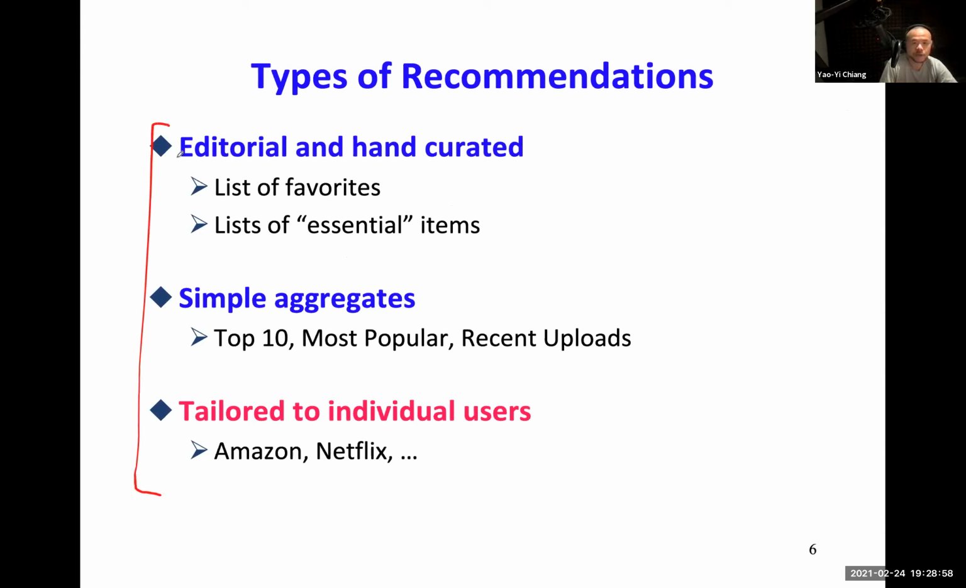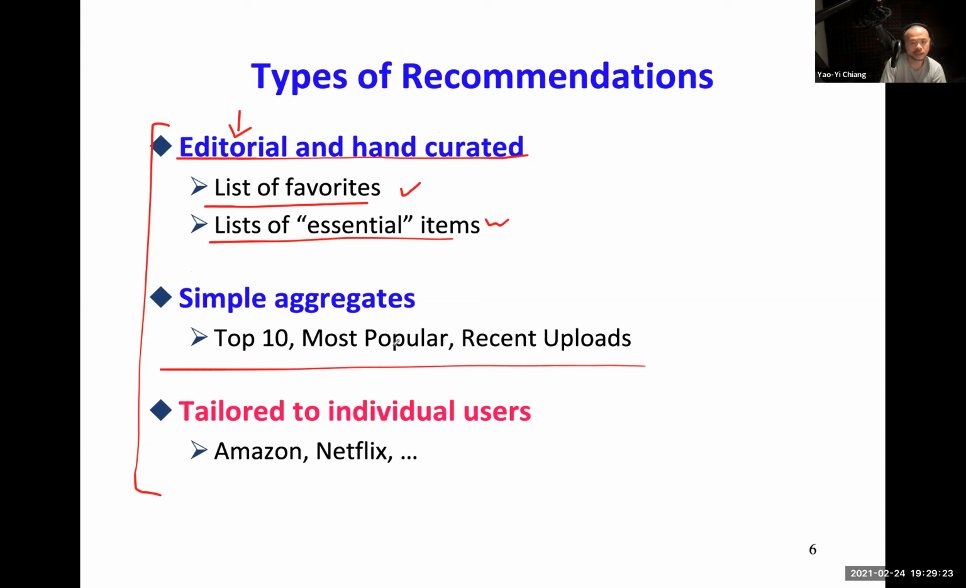We have editorial recommendations, hand curated. These are lists of favorites, lists of essential items. These are really hot keywords. If you search them online, you will see many websites dedicated to this, right? So things like top 10 email apps for Mac users in 2020. This is usually somebody picking them, editorial and handcrafted. Or a simple aggregate, like top 10 most popular recent uploads. You can see this very often in all these app stores.